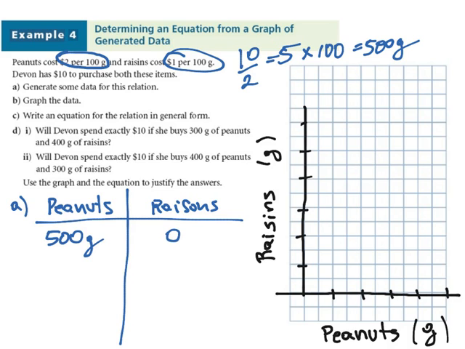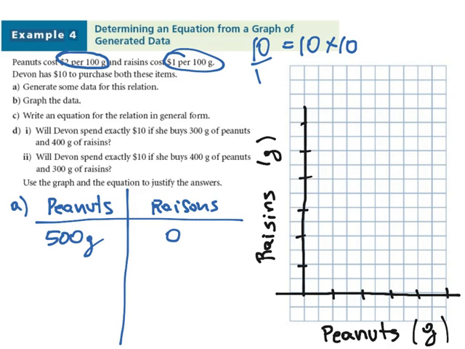Now, suppose we're getting only the raisins. Since we have $10 to spend, 10 divided by 1 is 10, so we could have 10 bags of 100 grams, which is 1,000 grams, or 1 kilogram. So 1,000 grams of raisins we could purchase if we get no peanuts. So these are the two types of information that we could get.